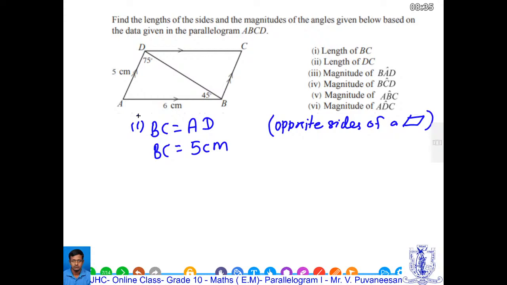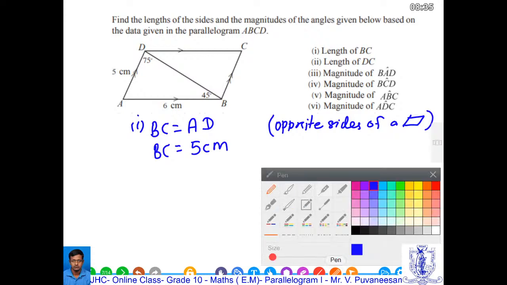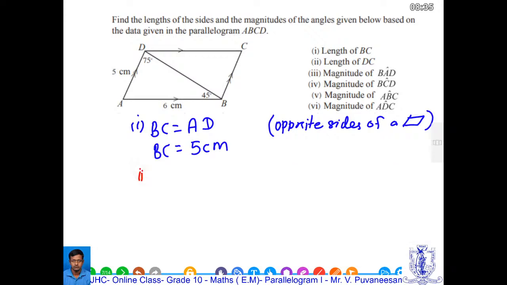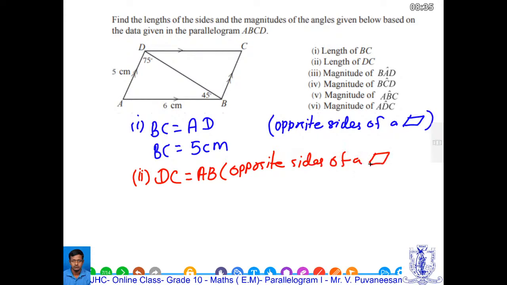Second one, length DC. DC equals AB, this is also opposite sides of a parallelogram. DC is asked, AB is given as 6 centimeter. Next one, the magnitude of angle BAD.